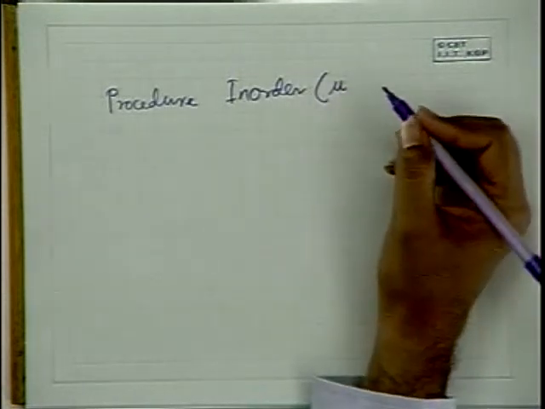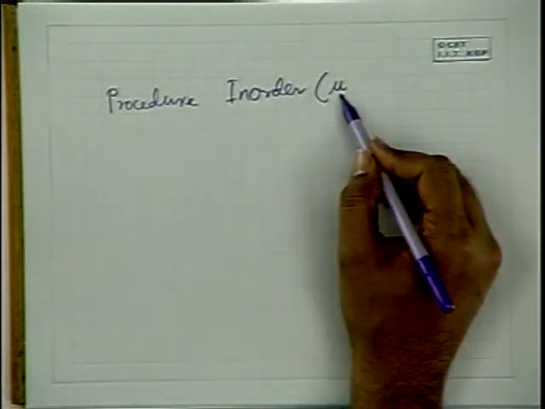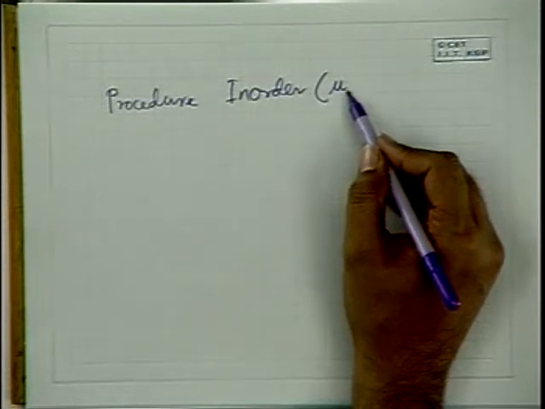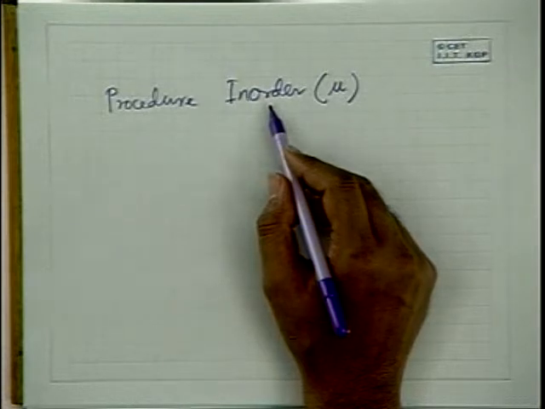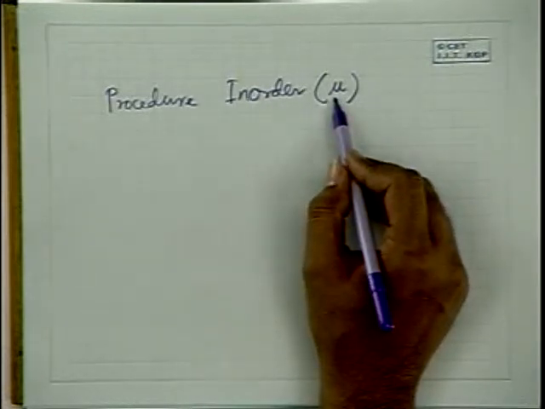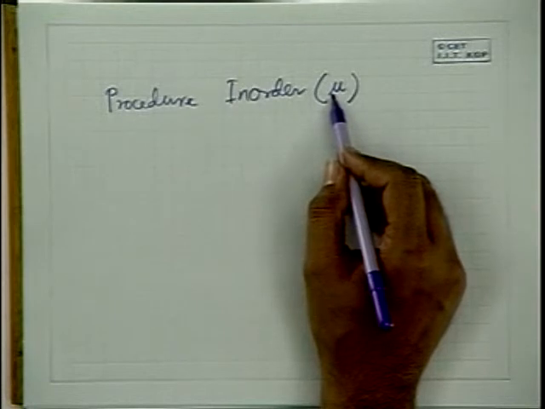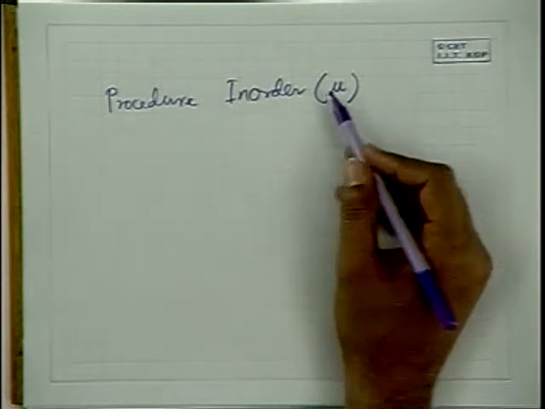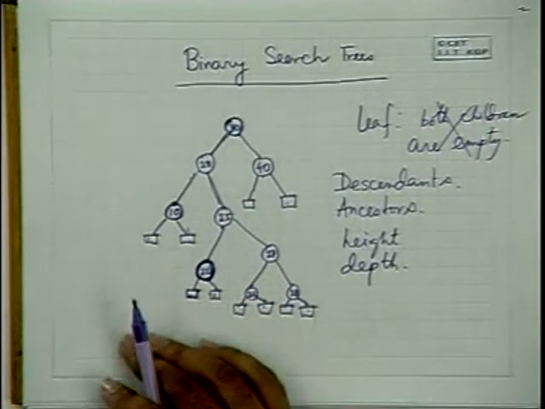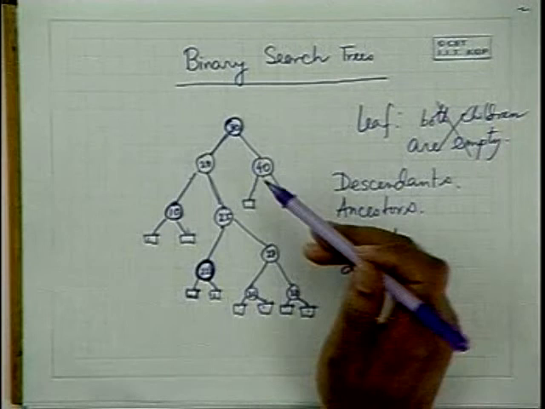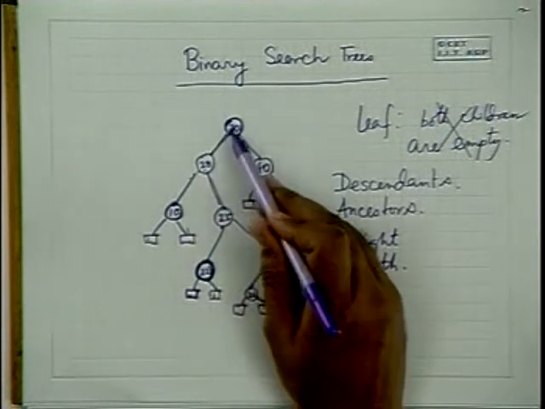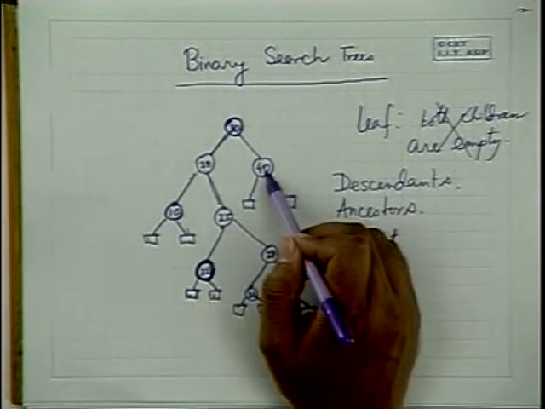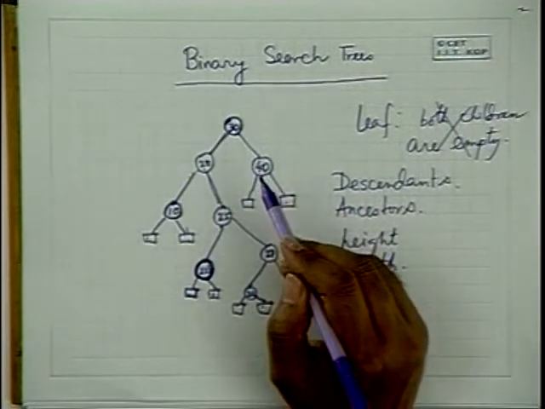I will denote mu as a pointer to a node. Now this in-order routine will be a recursive routine. We are going to pass a node to it. Initially this will be called with the root node. So what is the in-order traversal? Let me go back to the previous example. In-order traversal: while traversing a node, you first traverse its left child, then traverse this node, then traverse its right child, and do it recursively.